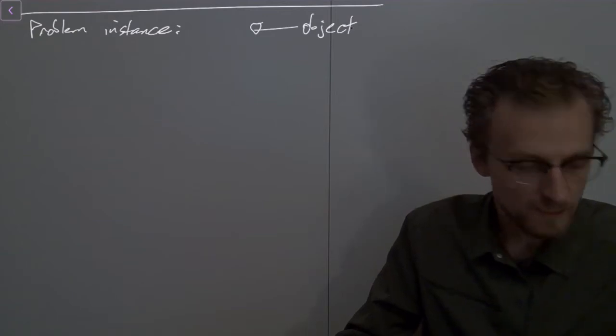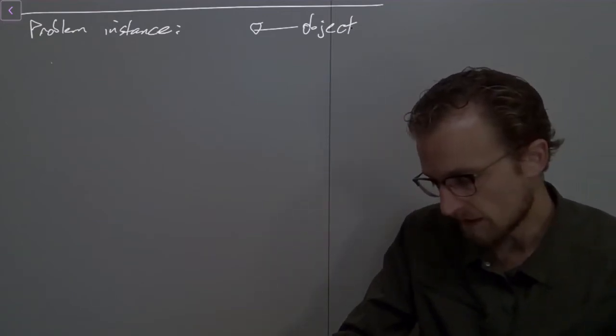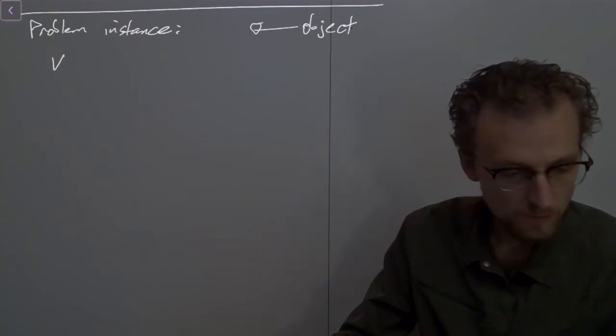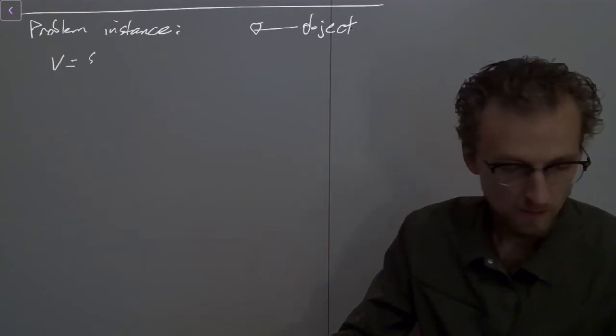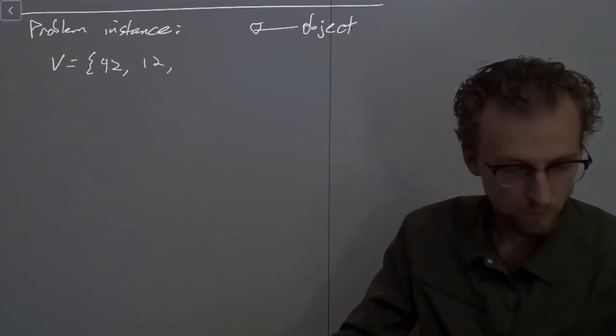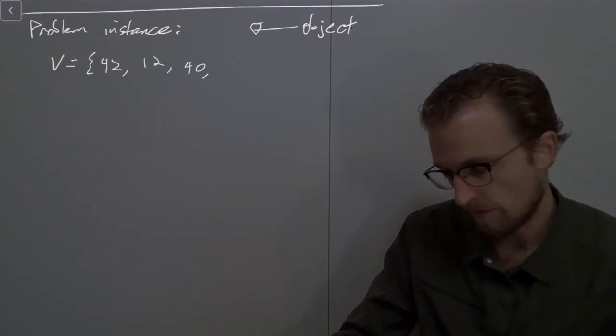I'll create an instance of the problem, and what that means is I'm going to plug in numbers for everything. So I'll say my set of values is 42, 12, 40, and 25.